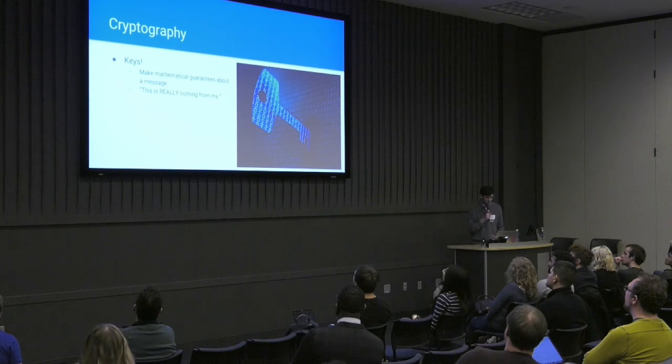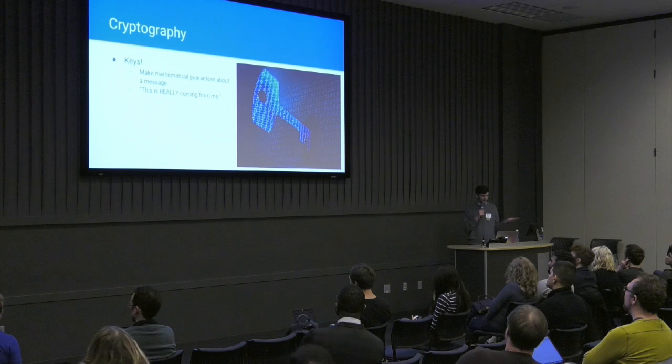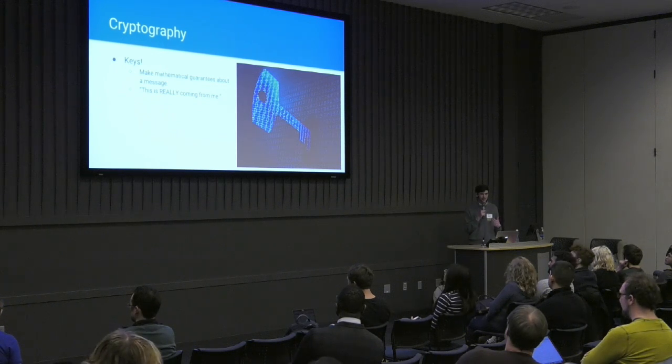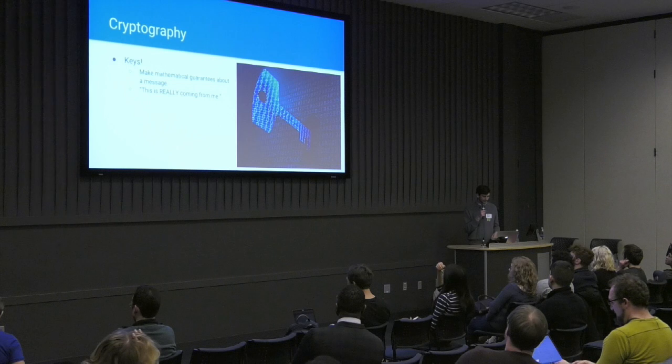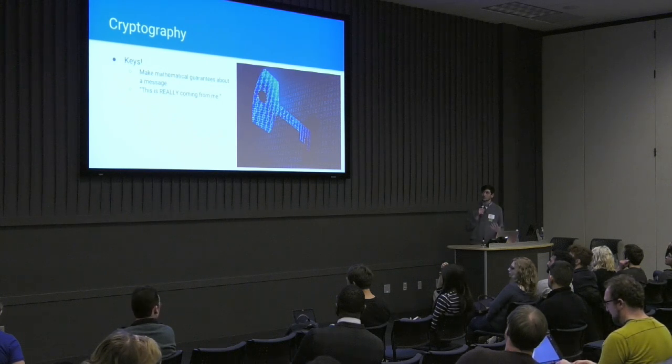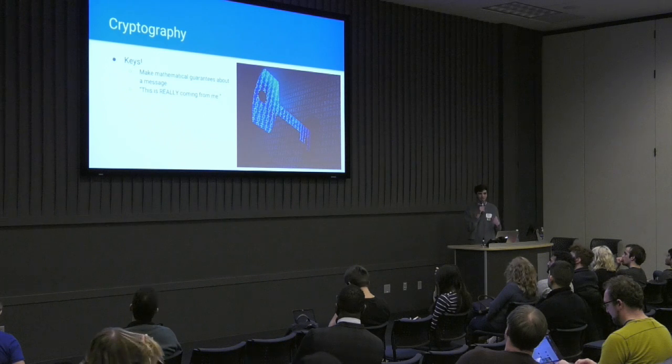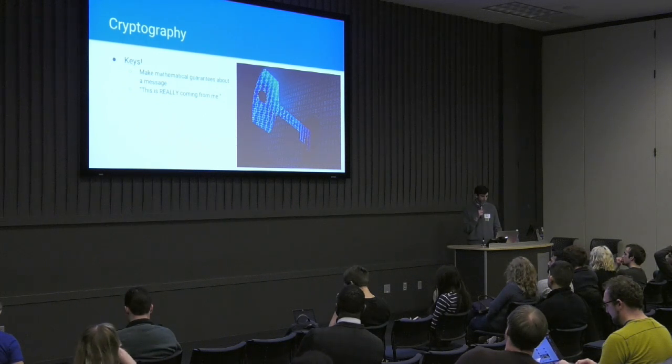And so what keeps Bitcoin safe? And the answer to that is cryptography. Cryptography is used to make sure that no one can fake your identity and send money on your behalf, at least for Bitcoin. And it does that through keys, right? So keys make mathematical guarantees about a message. So something like saying, hey, this message is actually coming from me, not from someone else.